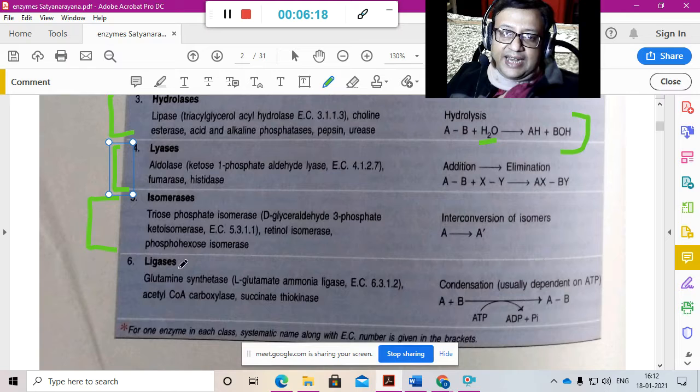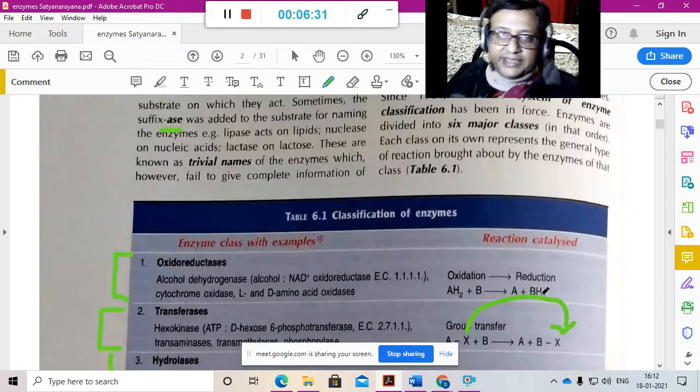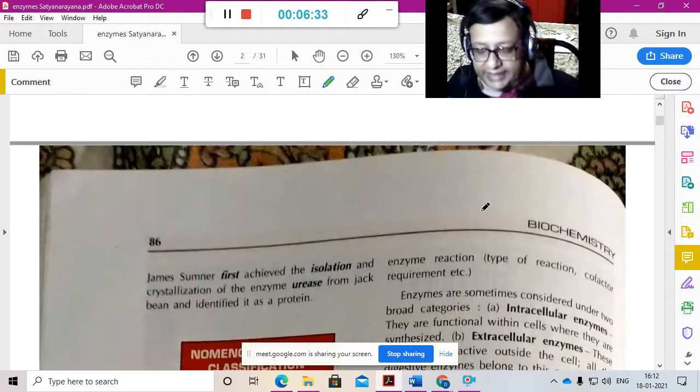Then you have the ligases. Basically glutamine synthetase. They are condensation reactions, usually dependent on ATP. So A plus B becomes AB. ATP is hydrolyzed into ADP plus Pi. So these are the different types of enzymes.